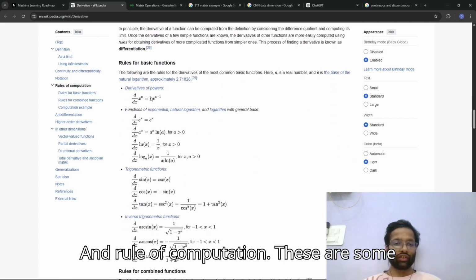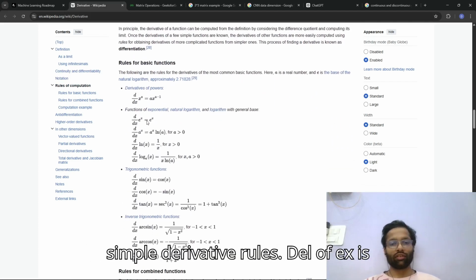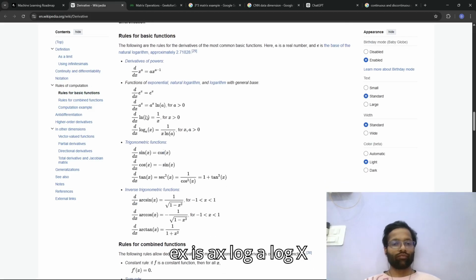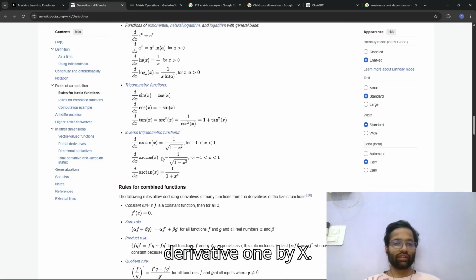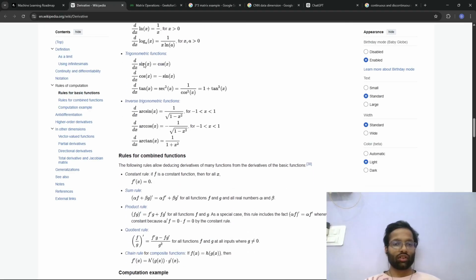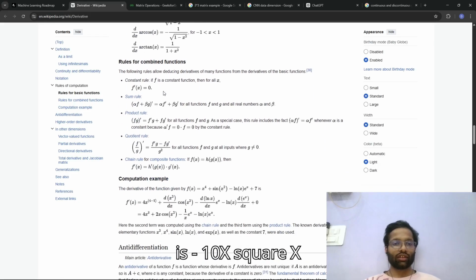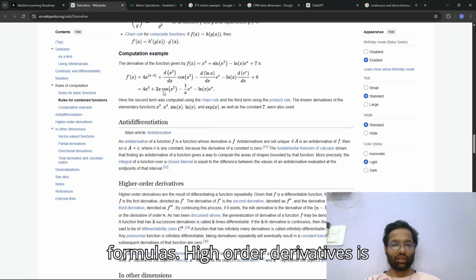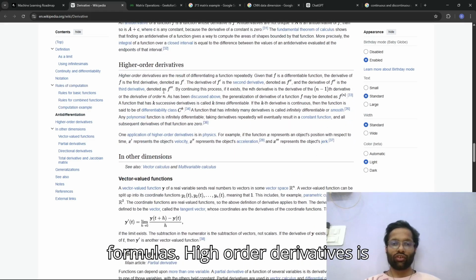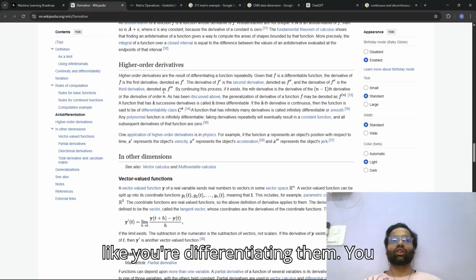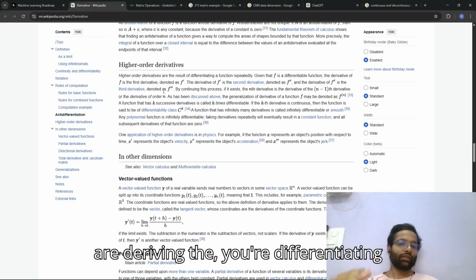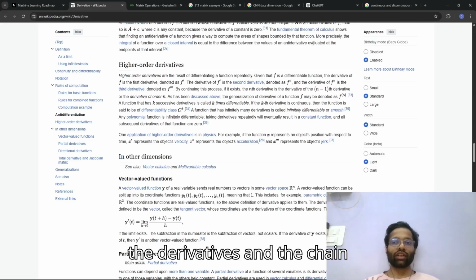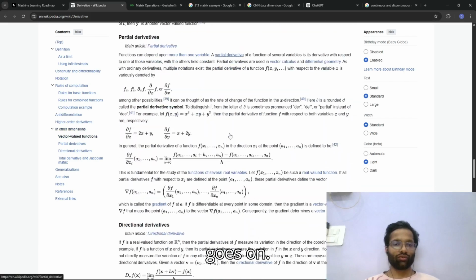And rules of computation, these are some simple derivative rules. The derivative of e to the x is e to the x, a to the x is a to the x log a, log x is 1 by x, sin x is cos x, cos x is minus sin x, tan x is sec squared x, and these are some simple formulas. Higher order derivatives is like you're differentiating the derivatives, and the chain goes on.